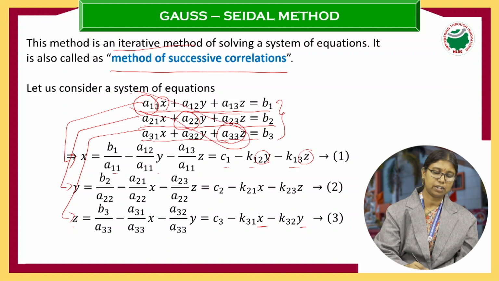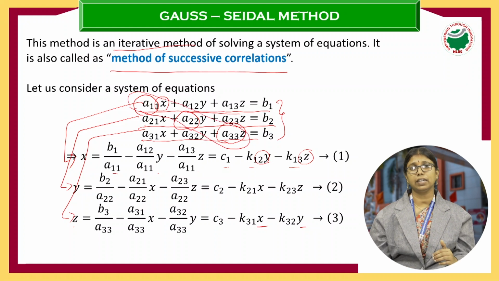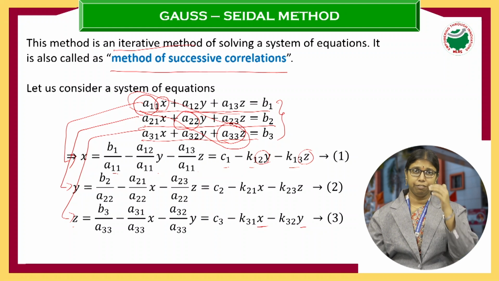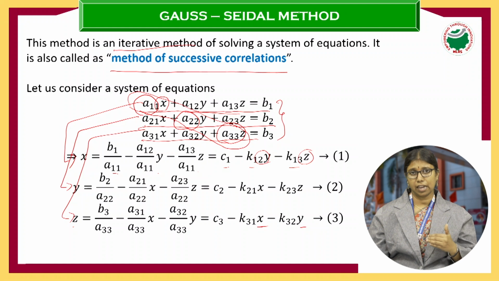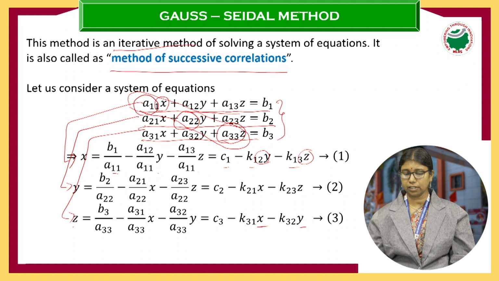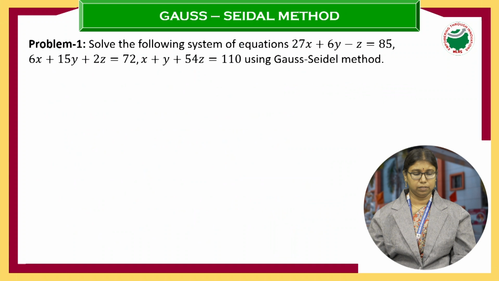If these values are diagonally dominated, then only we can apply Gauss-Seidel method. If it is not satisfying, then you rearrange the equations till you get a diagonally dominated case. Let us see some problems.